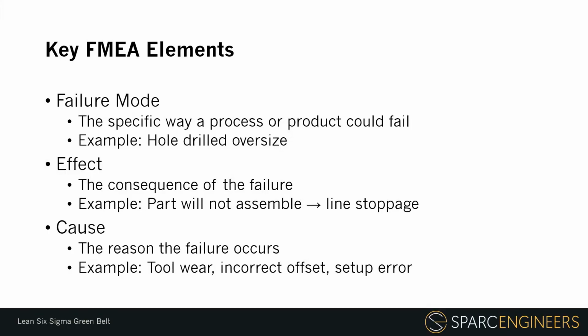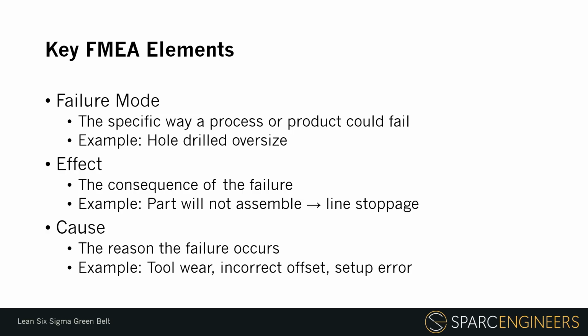Key FMEA elements. Let's define 3 key FMEA elements: failure mode, effect, and cause. The failure mode is the specific way a process or product could fail. For example, hole drilled oversize. The effect is the consequence of that failure. For example, the part will not assemble, which could cause a line stoppage. The cause is the reason the failure occurs. For example, tool wear, incorrect offset, or setup error.